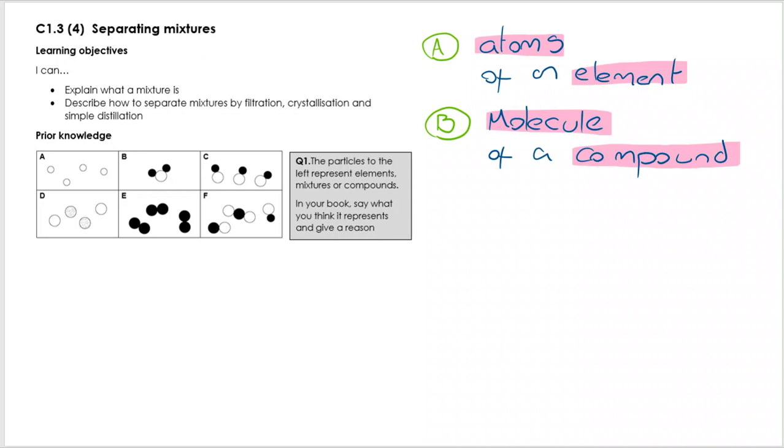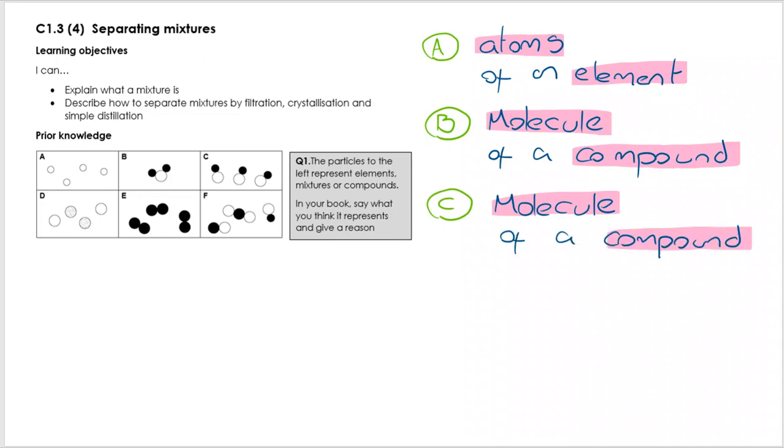In C, once again, we have got more than one atom chemically combined. We've got a black and a white circle, so it's a molecule. And because there are different types of atom chemically combined, that means that once again, this is a molecule of a compound. On to part D now, and we've got here 4 circles, but look really carefully.